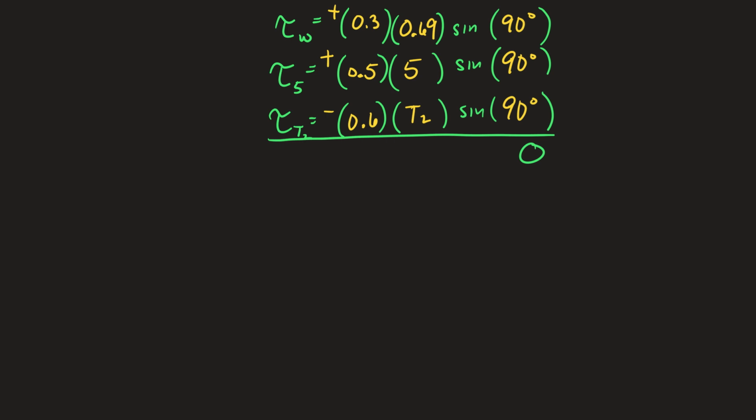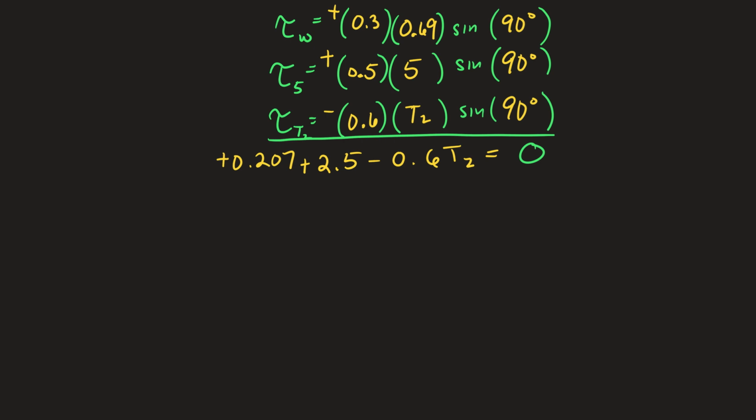But now we have to do some math, so we've got the calculator going here. So 0.3 times 0.69 equals positive 0.207, plus 0.5 times 5, which is 2.5, minus 0.6 T2 equals 0. So this is step 6: add up all your torques and generate a relationship.